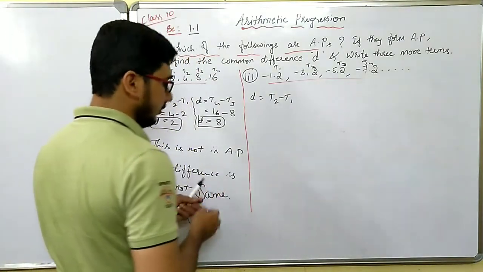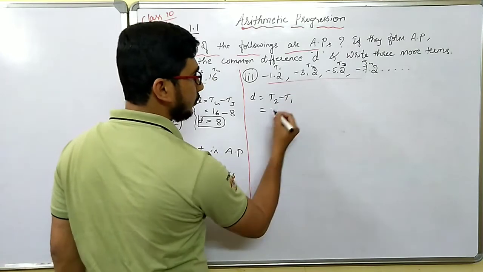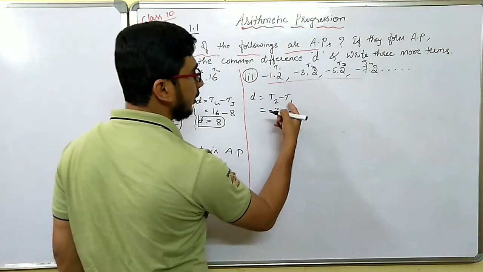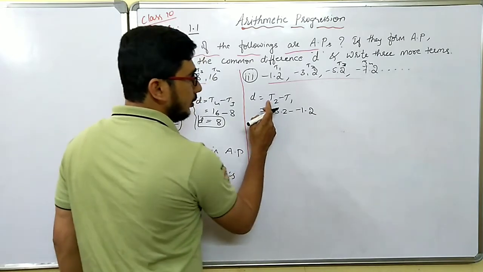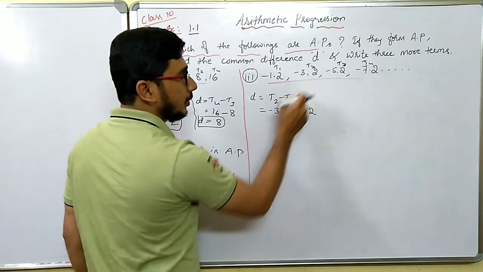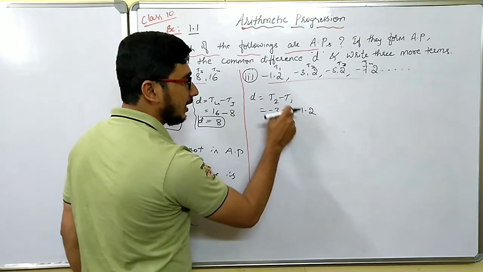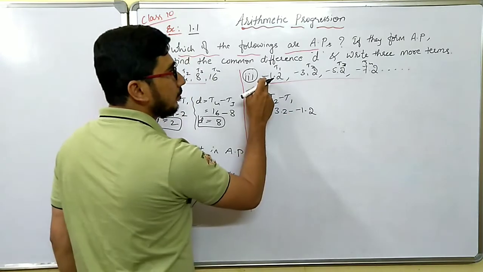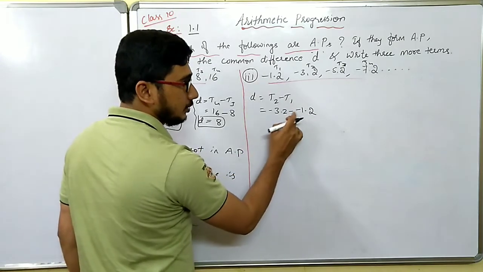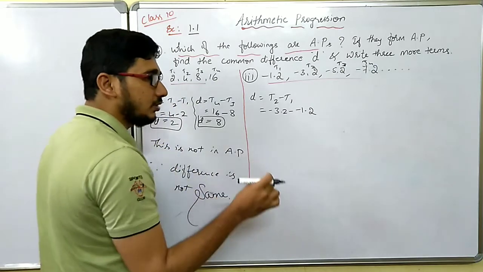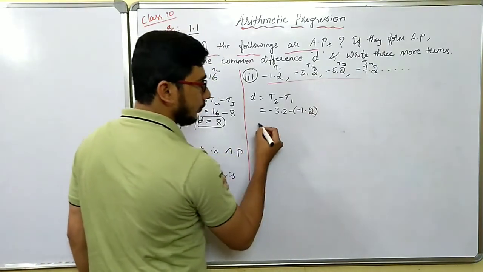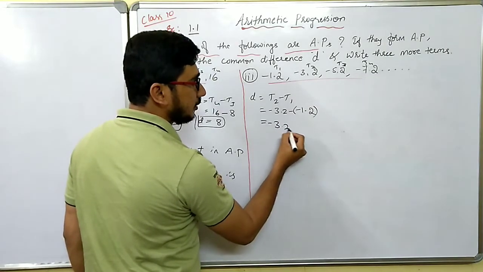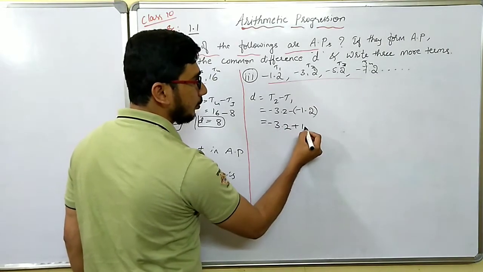So what I will do here, T2 how much? Minus 3.2. T1 how much? Minus 1.2. Remember, T2 is minus 3.2, I have written. This minus will come here as it is. Minus 2.1 I have written. See, these two negative signs or positive signs next to each other should not come. We have to put the bracket. So what will happen? Minus 3.2 as it is, minus into minus plus 1.2.